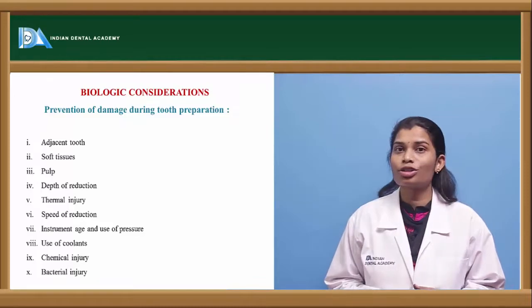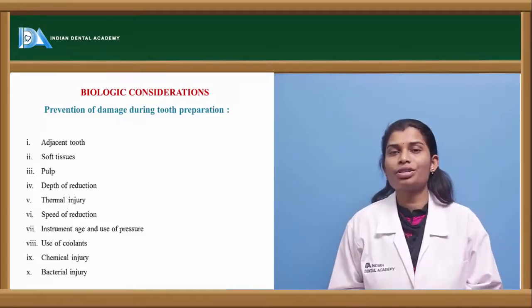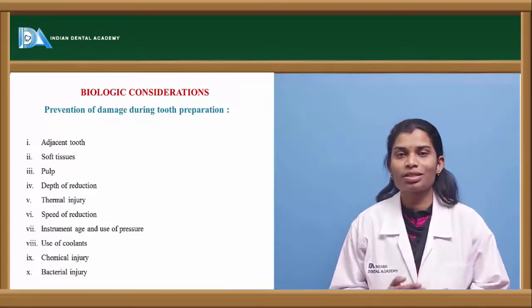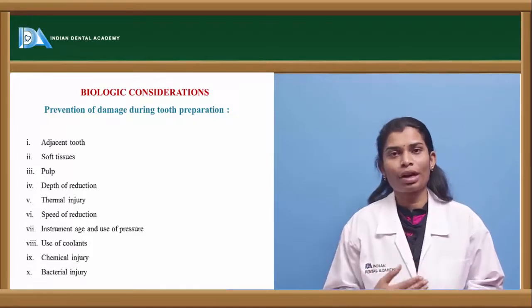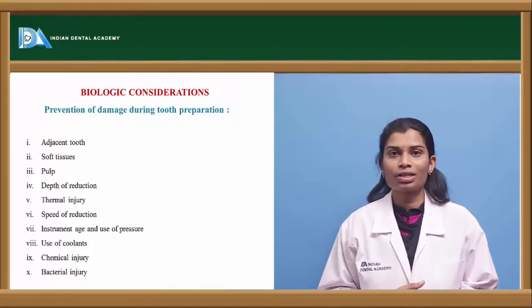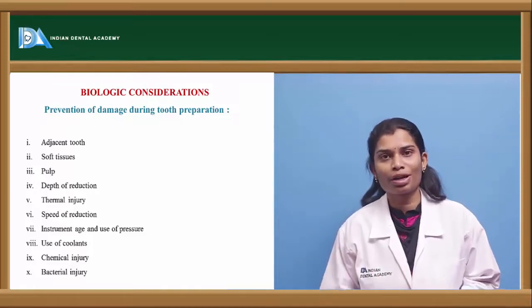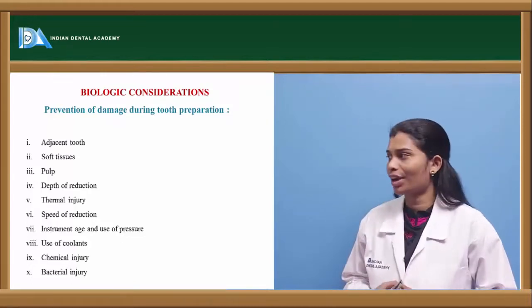And also check the instrument age and use of pressure. Instrument age in the sense you have to use a proper instrument with proper diamonds. In case the diamonds are worn out, you might have to apply more pressure to get the required amount of tooth reduction. The more the pressure, the more heat is generated and this will be transferred to the pulp, and the pulp might be affected. So all these factors are interrelated and you have to check for all of them.